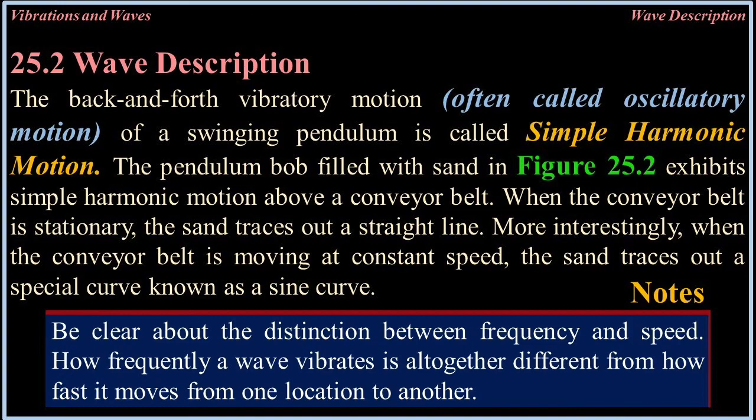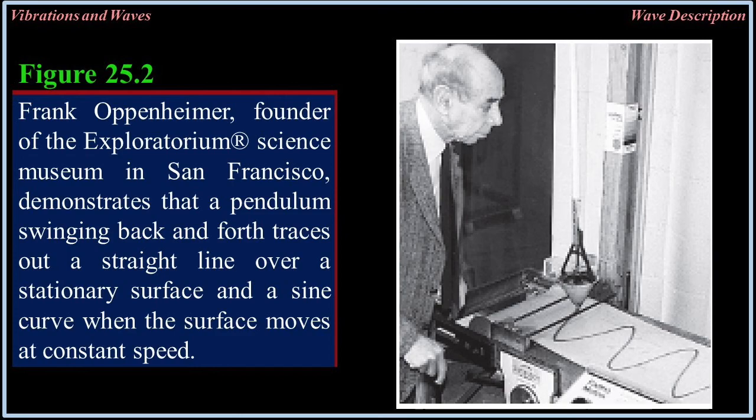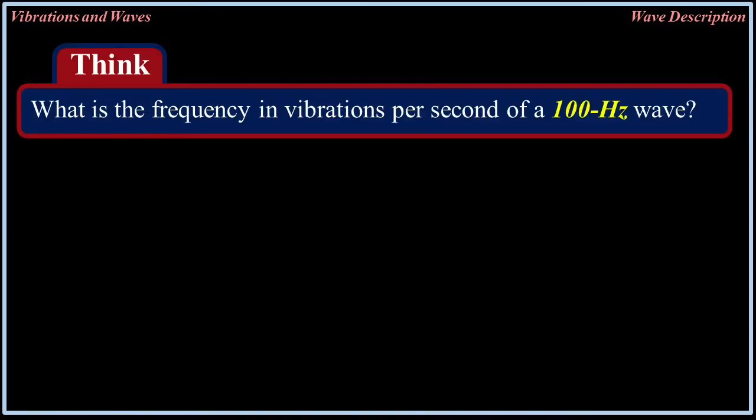Notes: be clear about the distinction between frequency and speed. How frequently a wave vibrates is altogether different from how fast it moves from one location to another. Figure 25.2. Frank Oppenheimer, founder of the Exploratorium Science Museum in San Francisco, demonstrates that a pendulum swinging back and forth traces out a straight line over a stationary surface and a sine wave curve when the surface moves at constant speed. Think: what is the frequency and vibration per second of a 100 hertz wave?